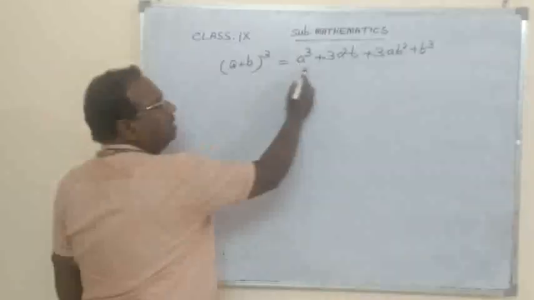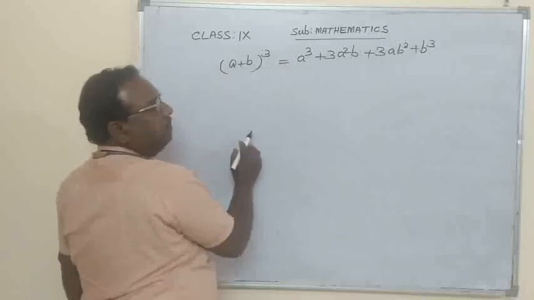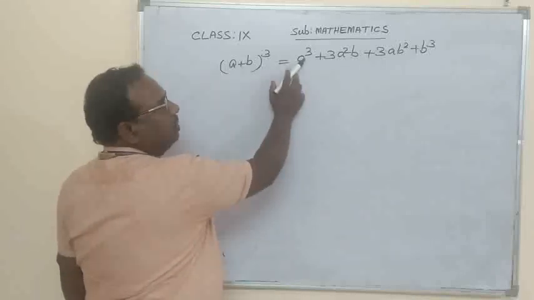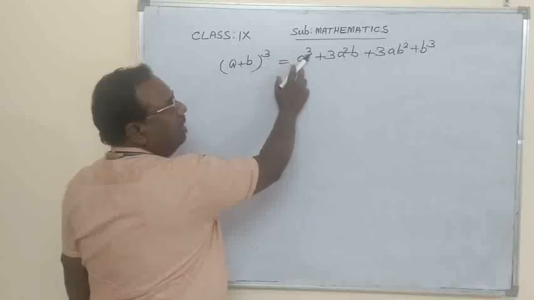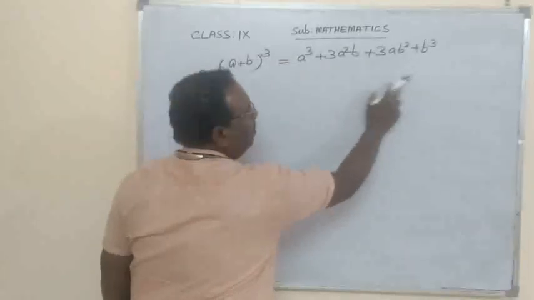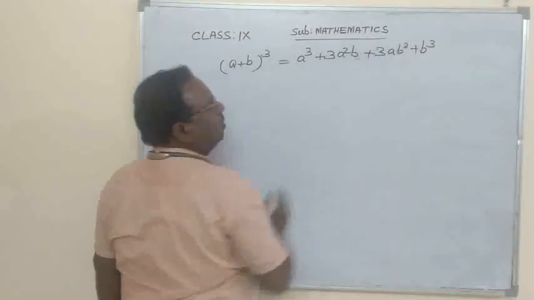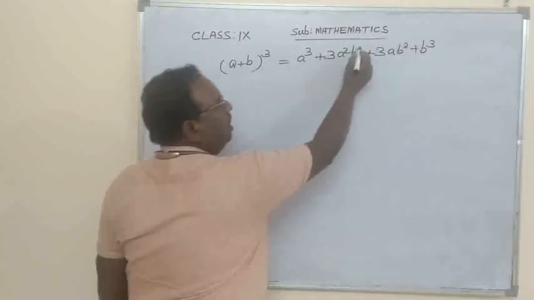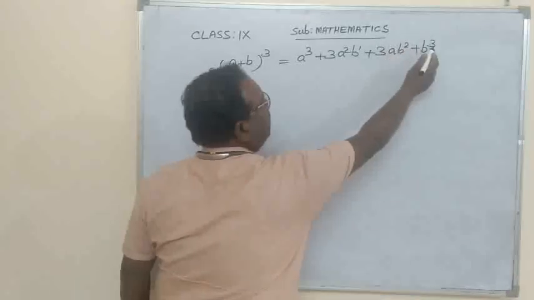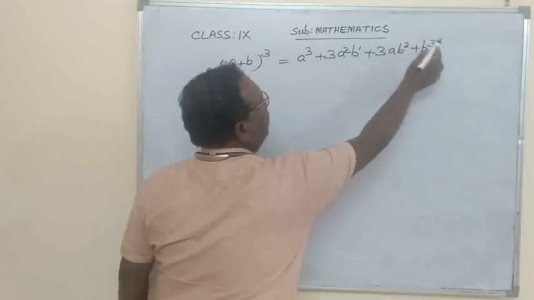When you look at the RHS part of this formula, it is clear that the power of a is in decreasing order of their value and the power of b is in increasing order of their value. Here 1, 2, 3, the power of b 1, 2, 3.